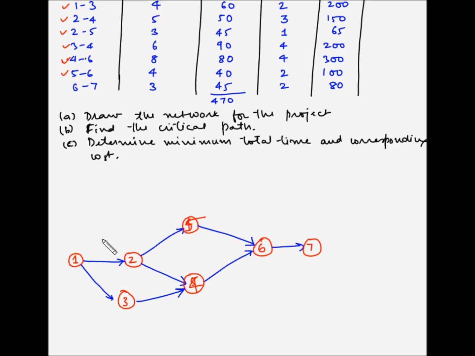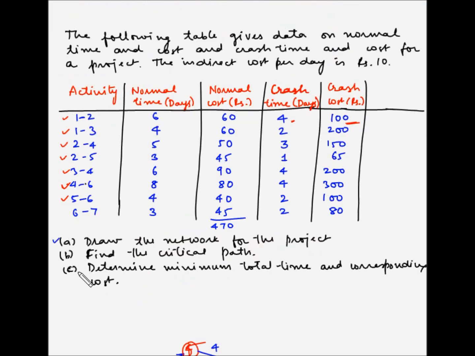So let's add the duration of the activities. So 1 to 2 takes 6 days to complete. 1 to 3 is 4. 2 to 4 is 5 days. 2 to 5 is 3 days. 3 to 4 is 6 days. 4 to 6 is 8 days. 5 to 6 is 4 days. And 6 to 7 is 3 days. So we have completed the network diagram. Now next is to find the critical path.